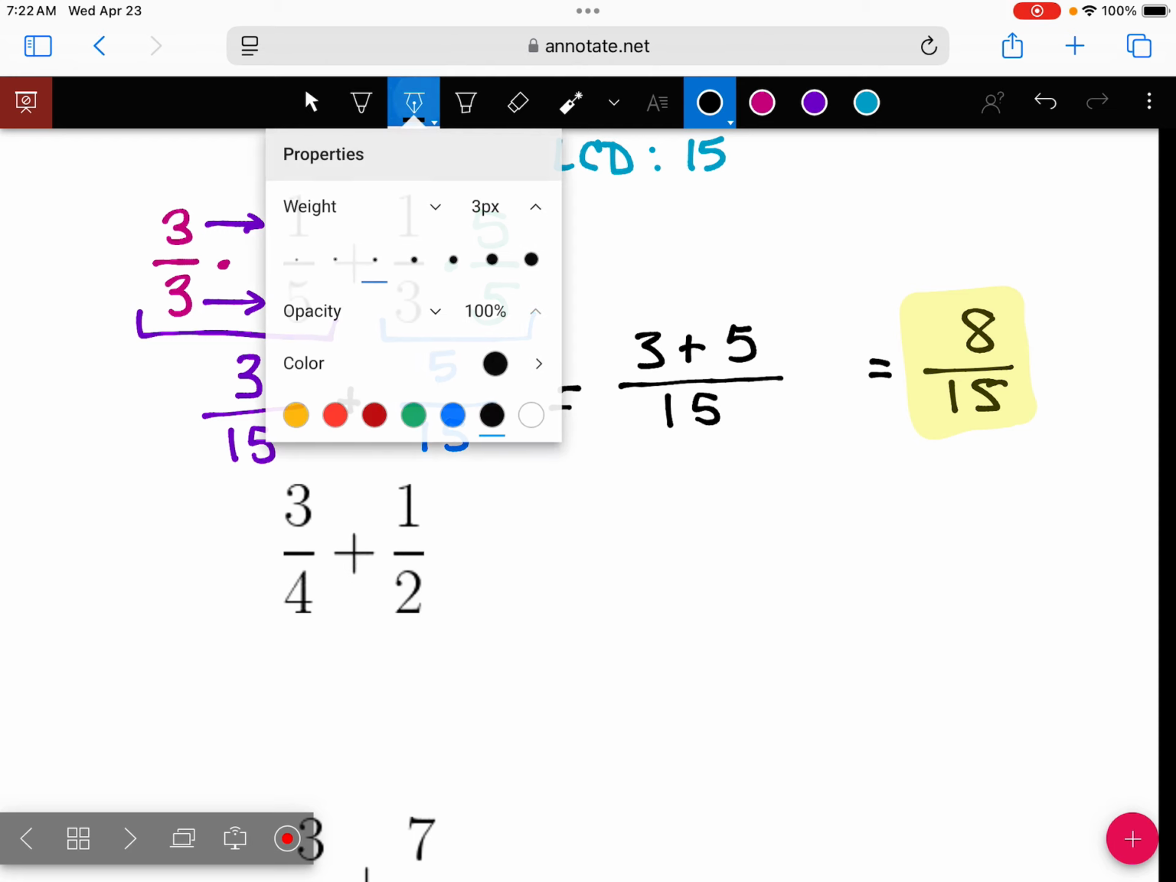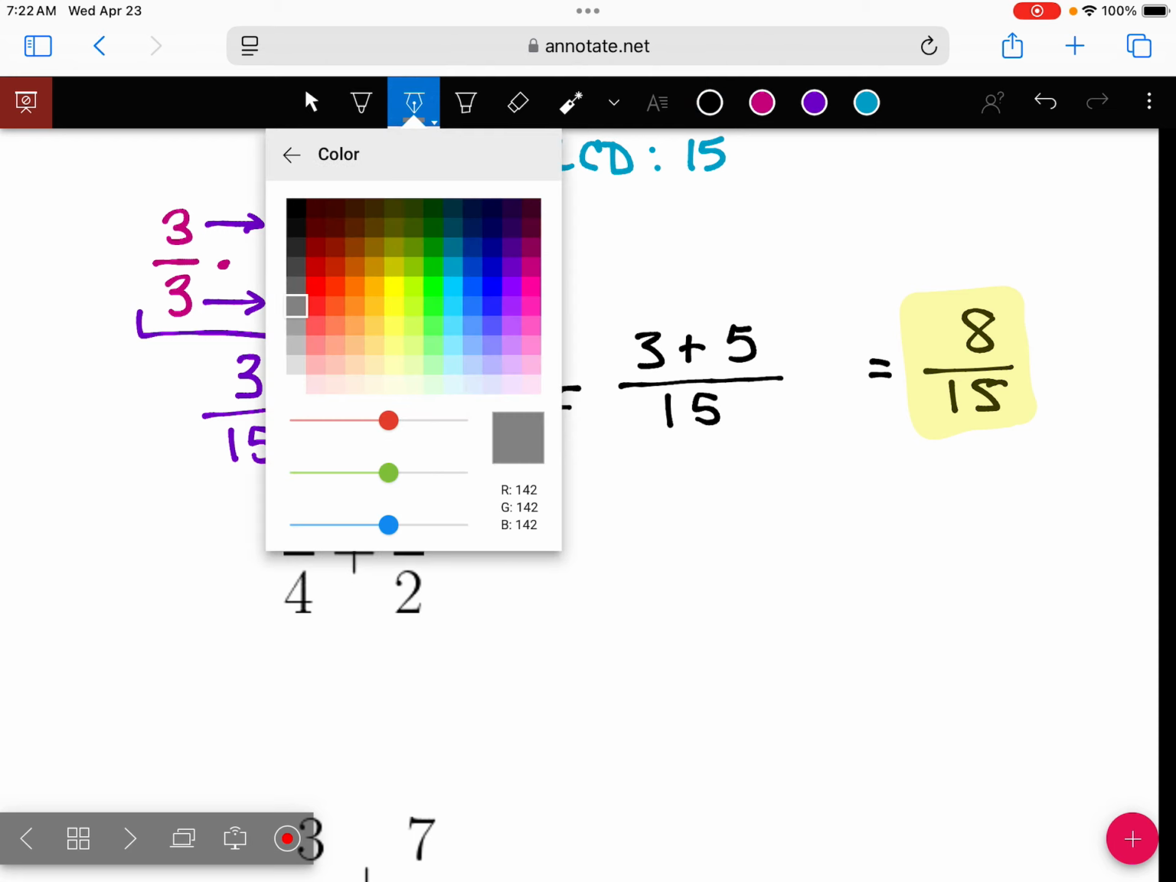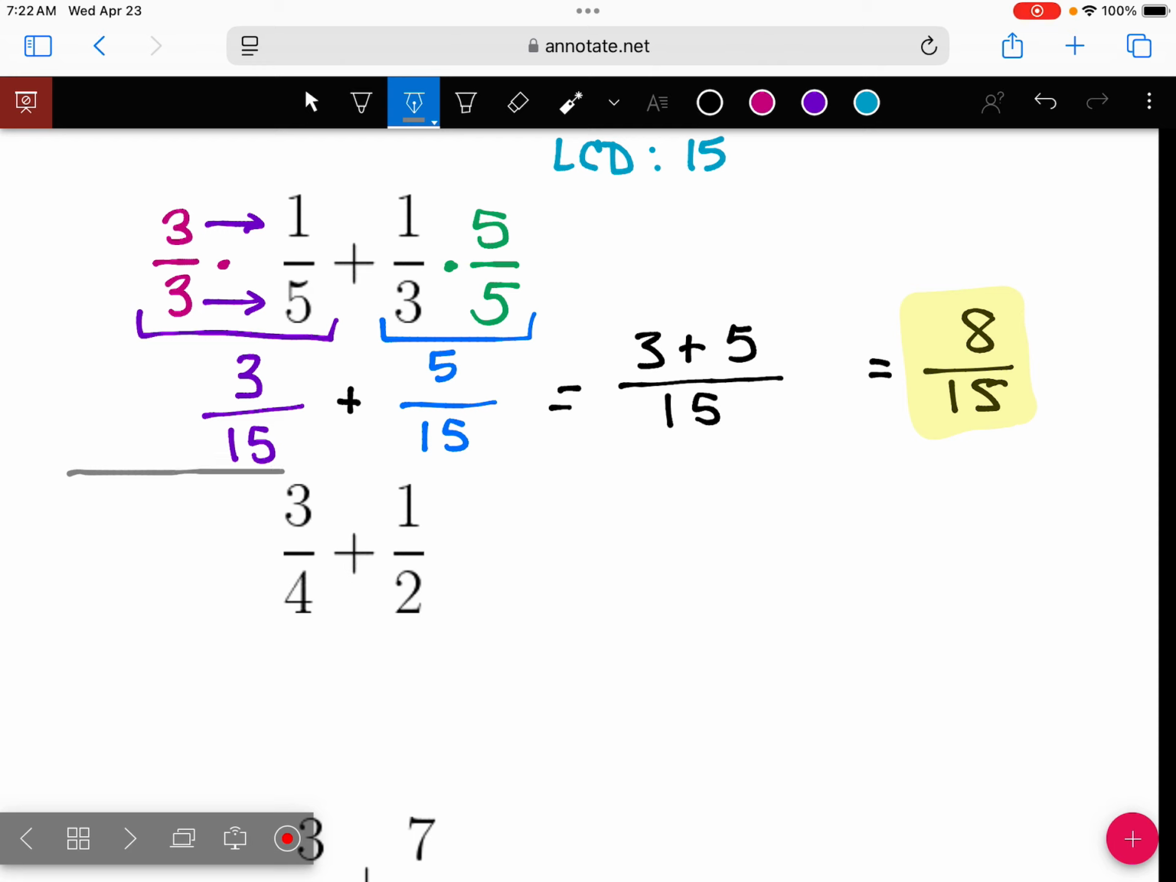I was going to say 8 is really only divisible by 2 as far as prime numbers go, and 15 is only divisible by 3 and 5. So other than 1, they don't have any factors in common.